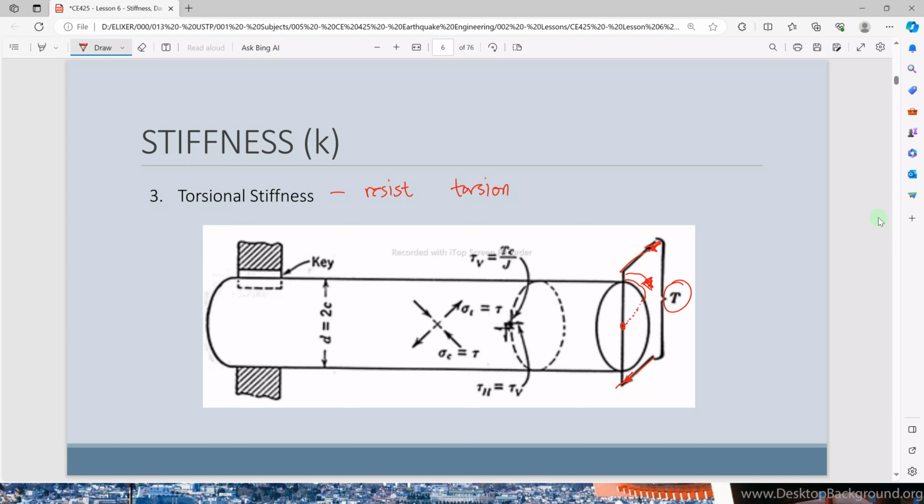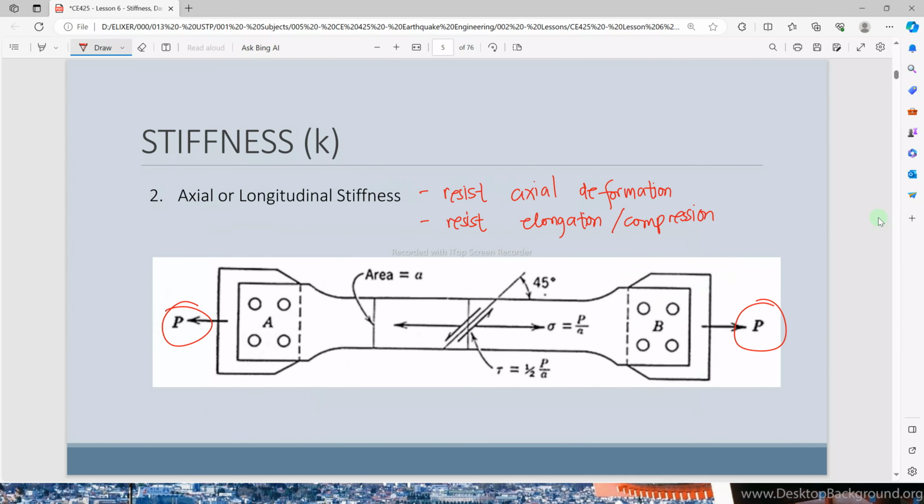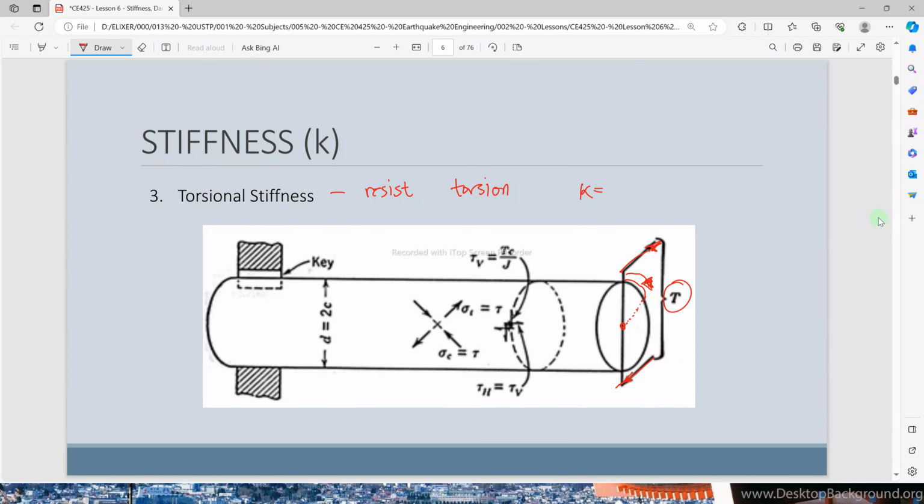So, for the axial stiffness, no, K is just equal, I forgot, no, the actual stiffness, K is equal to EA over L. So, E again is the modulus of elasticity, and A is the cross-sectional area of the member. And then our L is the length of the member. And then si torsional stiffness, iyang formula K is equal to GJ over L.